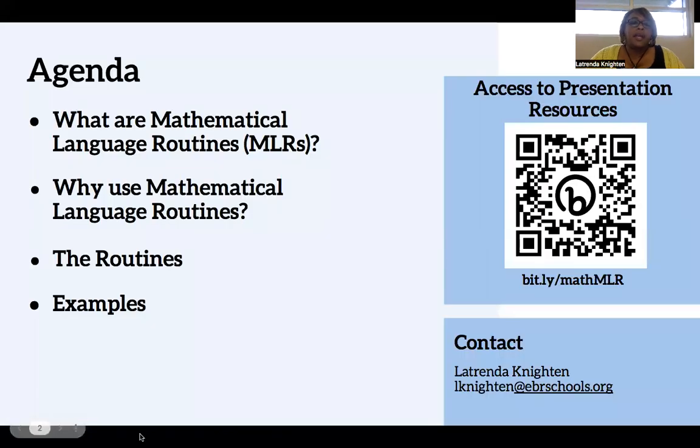In today's presentation, we're going to talk about what mathematical language routines are. We're also going to discuss why you would use those in the math classroom. I'll introduce you to the 8 routines. We'll also look at examples of what they look like.